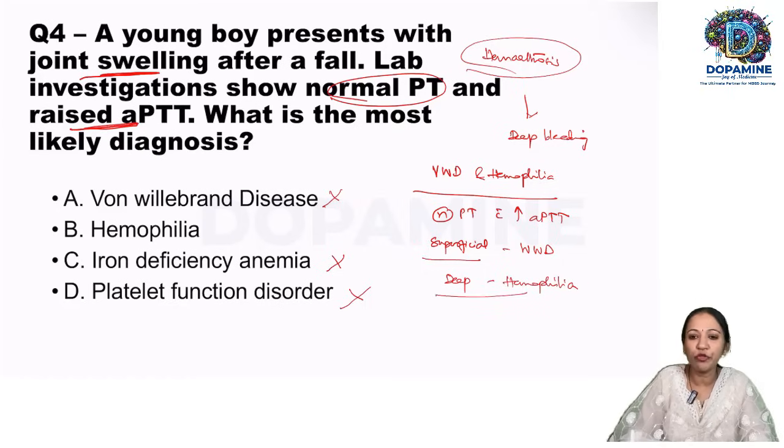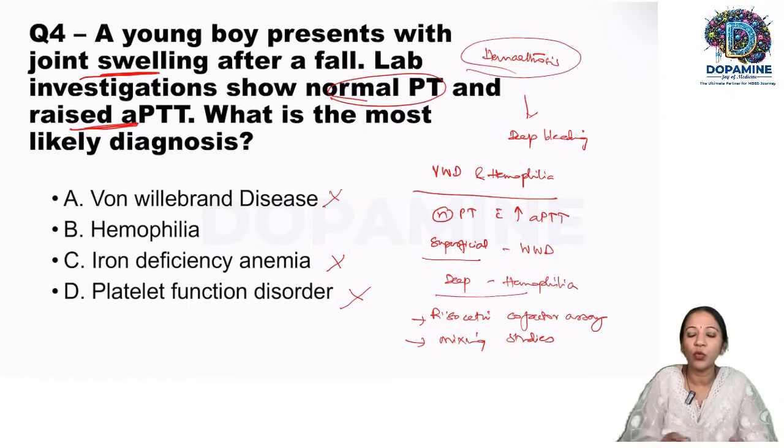And how do we confirm whether it is von Willebrand's disease or hemophilia? By doing ristocetin assay. So ristocetin cofactor assay in von Willebrand's disease, and we do what is called mixing studies to differentiate between von Willebrand's disease and hemophilia. Okay, so here the right response would be hemophilia. Again, it is a boy. So a boy with normal PT, elevated APTT with hemarthrosis, probably it is hemophilia.